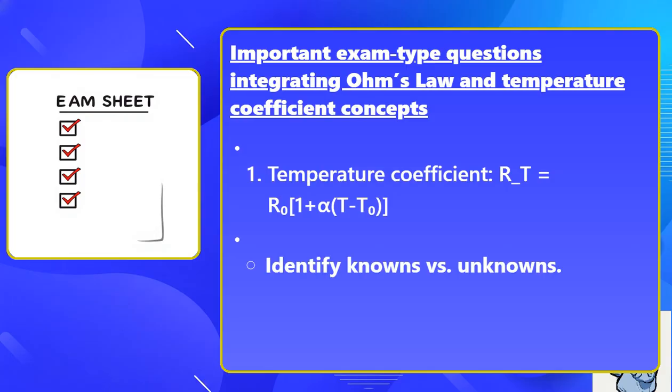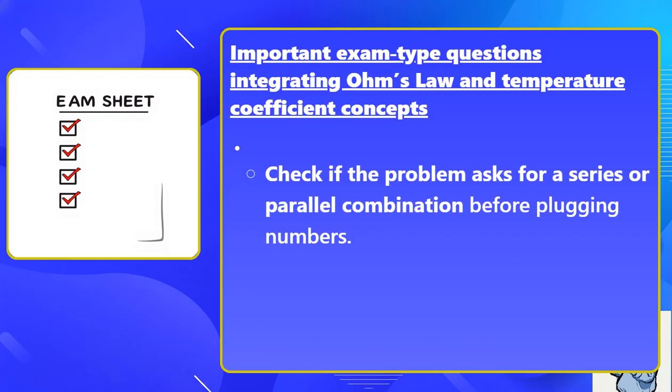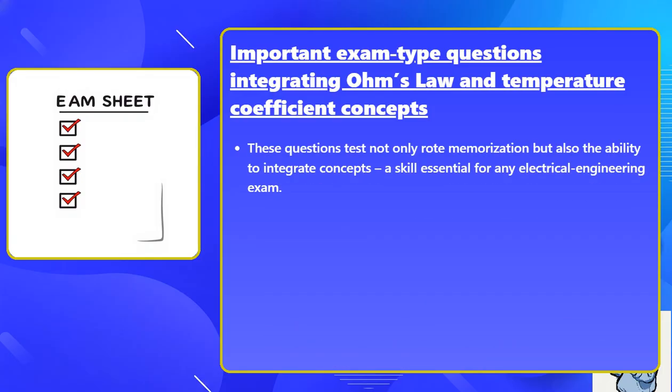Bullet: identify knowns versus unknowns. Bullet: keep units consistent. Degrees Celsius for alpha, volts for V, amperes for I, ohms for R. Bullet: check if the problem asks for a series or parallel combination before plugging numbers. Bullet: when multiple temperature points are given, treat the relationship as linear and solve for alpha directly. These questions test not only rote memorization, but also the ability to integrate concepts, a skill essential for any electrical engineering exam.